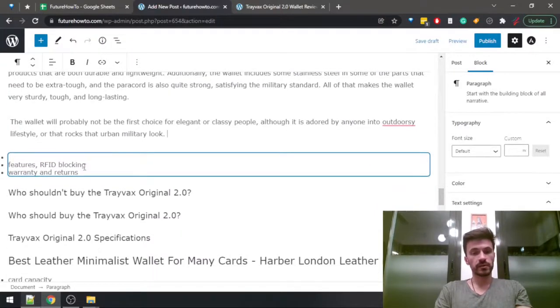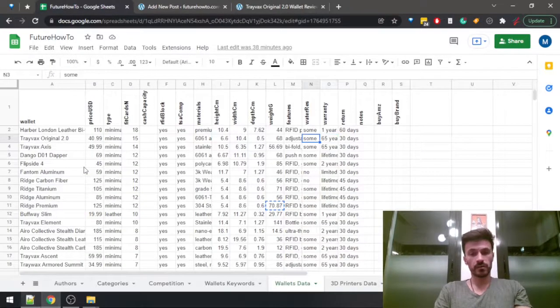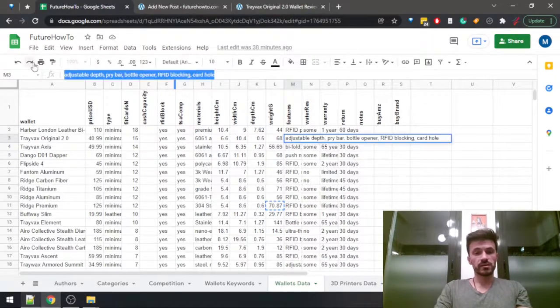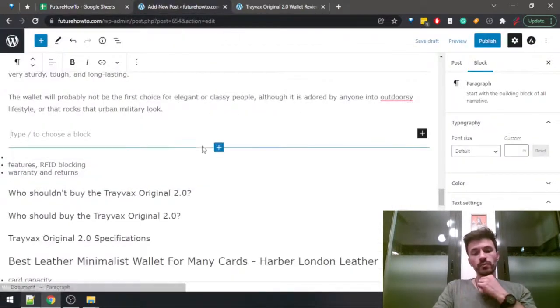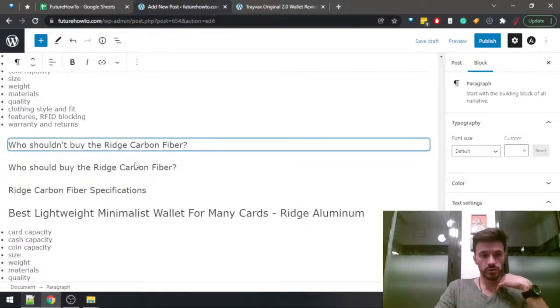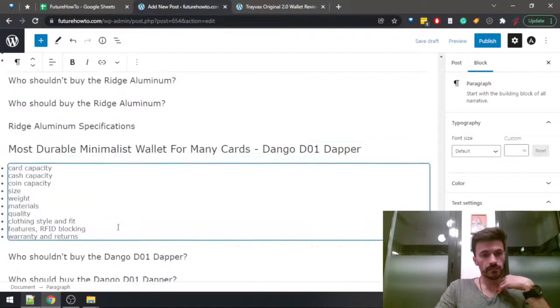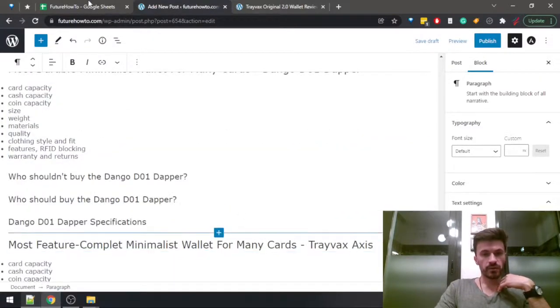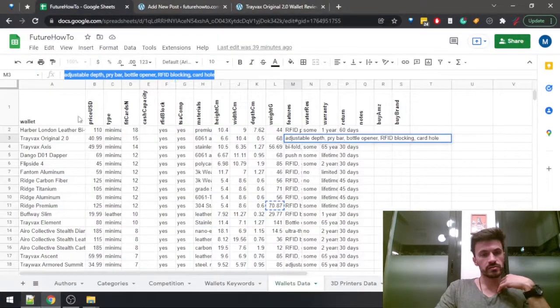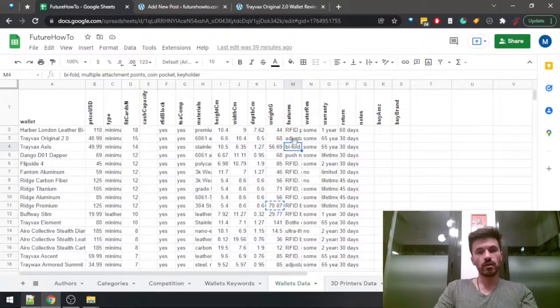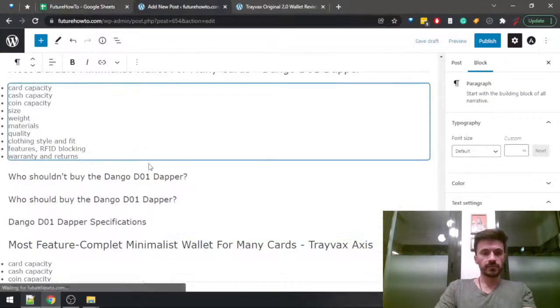Features: RFID blocking, so what do we have here? Adjustable depth, bottle opener. Yeah, this is actually a pretty feature complete wallet. Actually, we may have to even switch it with TraveX access. Huh. No, okay, let's leave it like this.